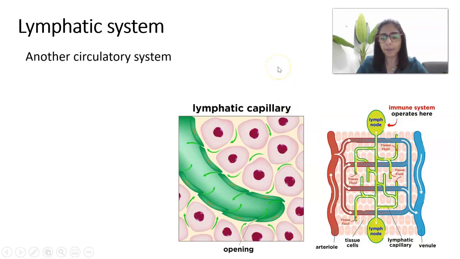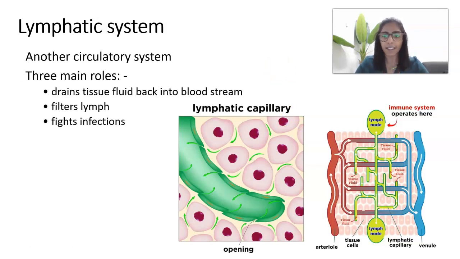So the lymphatic system is in fact another type of circulatory system, and it has some really important roles in the body. It helps to drain tissue fluid back into the bloodstream because you don't want your cells to be bathed in too much liquid that can make your body appear quite puffy. The idea is to filter lymph, and a really important role of the lymphatic system is to fight infections.